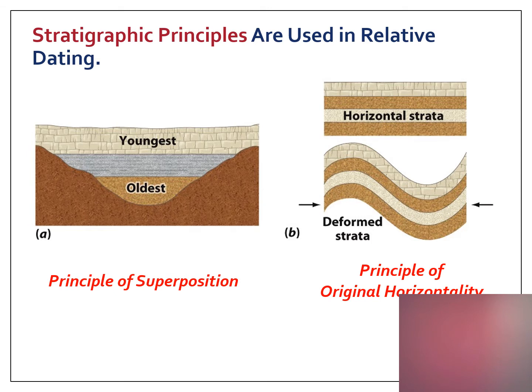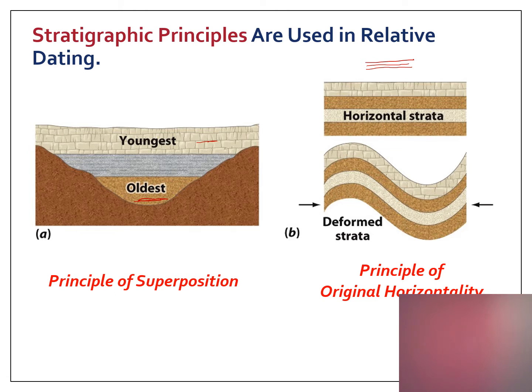So this is the principle of superposition and the principle of original horizontality. And you can see that we have the oldest rocks on the bottom here, and then the youngest rocks would be on top. That's just common sense. Think about wallpaper on a wall. That's a house that's 50 years old, and there have been all sorts of different layers of wallpaper. The oldest one will be on the bottom. The most recent one will be at the top. And then this is the principle of original horizontality. When sediments are first deposited, they are horizontal or nearly horizontal.